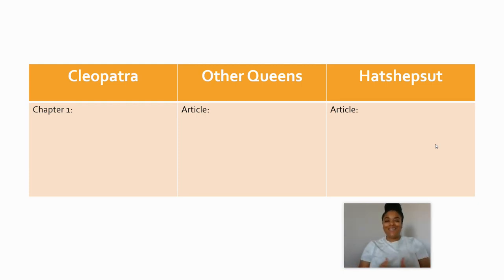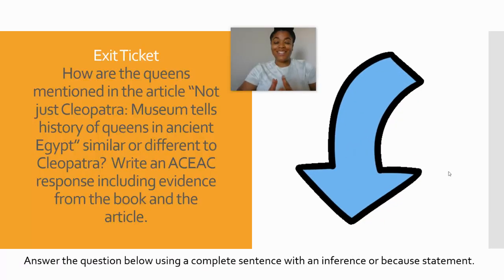All right, scholars, so that is our time. So in front of you on your graphic organizer, you should have evidence that characterizes and describes Cleopatra from chapter 1. You should have evidence that characterizes and describes the other queens from the article, from paragraphs 5 and 6. And then our very last queen, paragraph 7. So let's move on. Scholars, it is now time for your exit ticket.